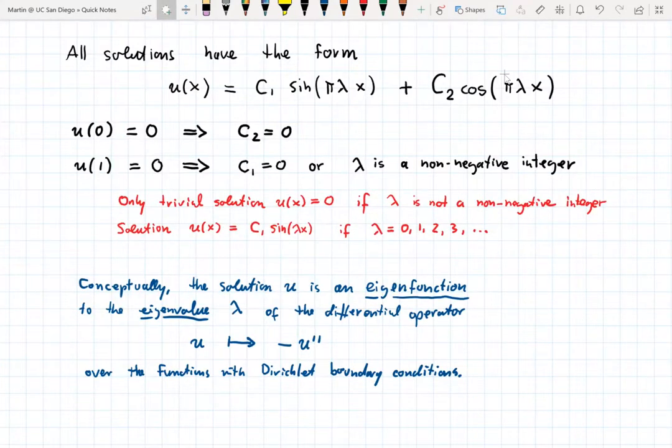In fact, the setting here relates to the theory of eigenvalues and eigenvectors that we already know from linear algebra, except this time we're not talking about matrices and vectors, but about differential operators and functions. So conceptually, the solution u to that boundary value problem, if it is non-trivial, is an eigenfunction to the eigenvalue lambda of something that we call a differential operator. The differential operator maps the function u to the negative second derivative of the function u, and the differential operator is only considered over the functions with Dirichlet boundary conditions.